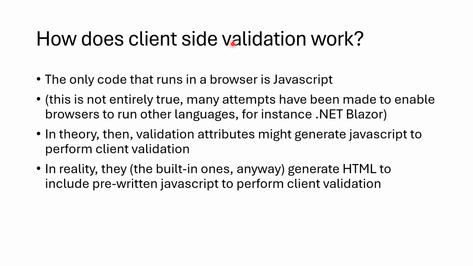So how does client-side validation work? You've got to understand that the only code that runs in the browser is JavaScript. It might not be entirely true, but it's pretty close to the truth at least. So that means one way of using validation attributes to generate client-side validation would be for them to generate JavaScript and include that on the page. That's not really what happens. In reality, what they do is they include two JavaScript scripts, and then they generate HTML that uses these scripts.